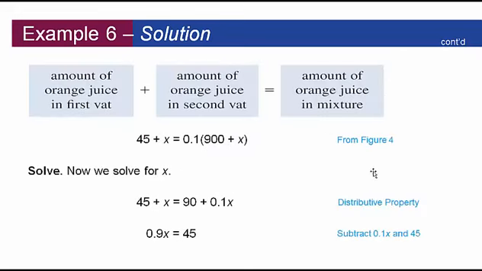So now we know that the amount of pure orange juice, which was 45 gallons that we started with, plus the X gallons that we added, has to be the same thing as the 90 gallons that we'll have at the end, plus 10% of X. Now all we got to do is solve for X, right? So move this X over here to get 0.9X. Move that 45 over there to get 45.